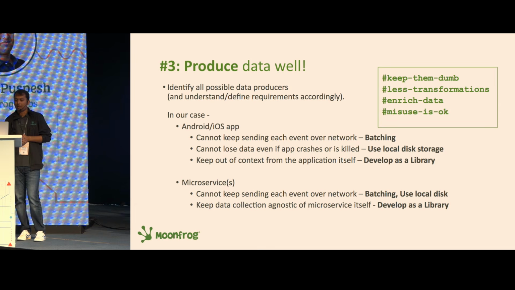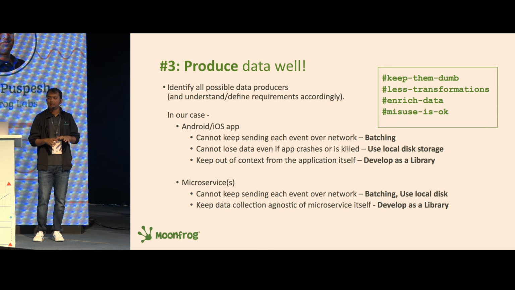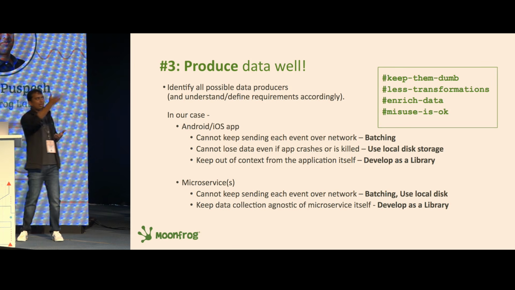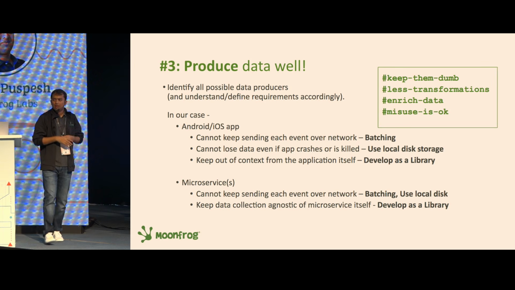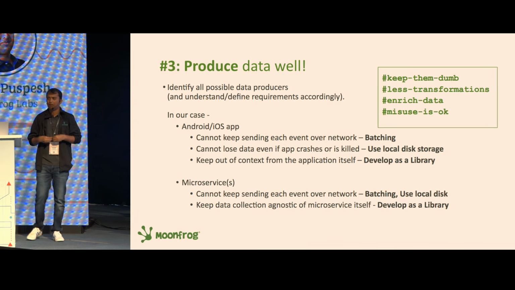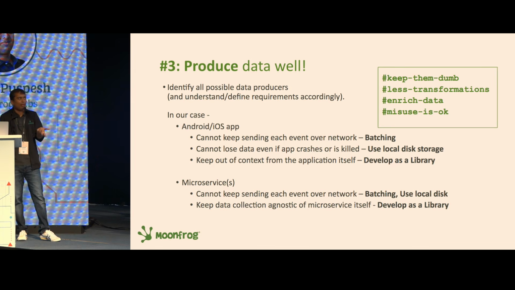Then keep out of context from the application itself, so that the application, which is going through a different release cycle, doesn't end up breaking your production flow. And simple solutions like batching to fix the network calls, and local disk storage, developed as an independent library. These are standard solutions we ended up applying.